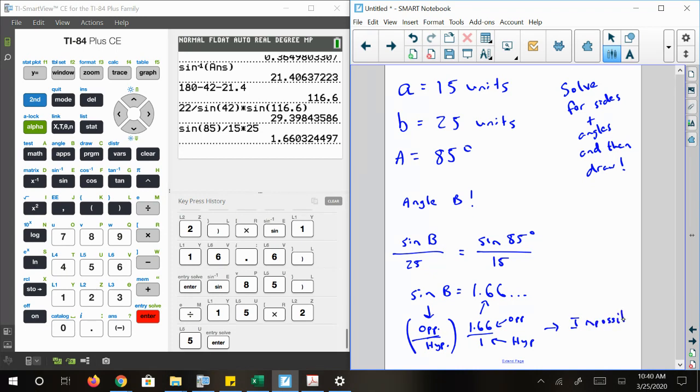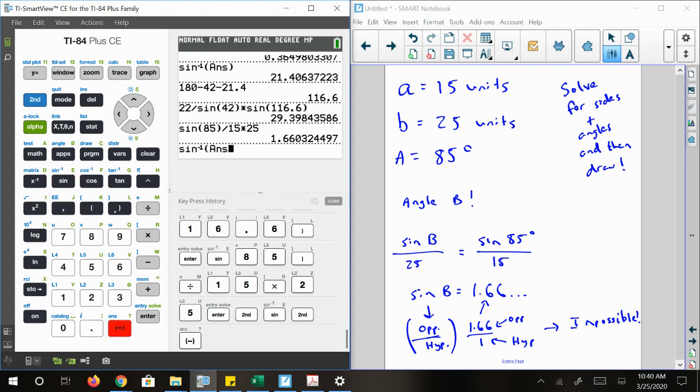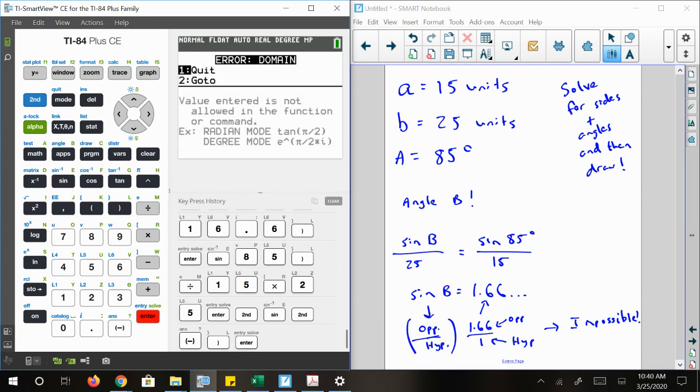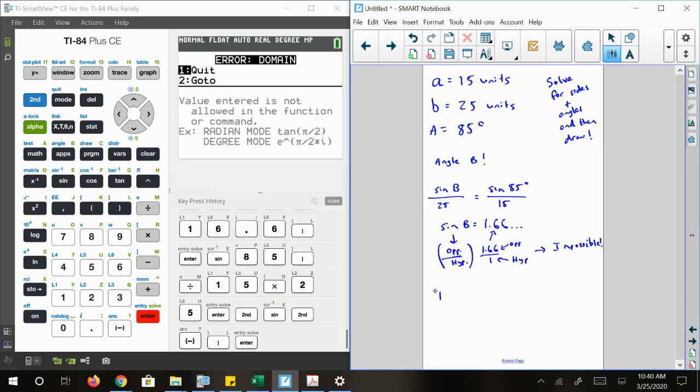So even if you go over here and ask the calculator to do this, in this case we need to do arc sine of this answer, what you'll see is the calculator says there's an error. It can't do it, because an angle with this sine value doesn't exist. In fact, this triangle itself does not exist because there's no way for me to draw it.